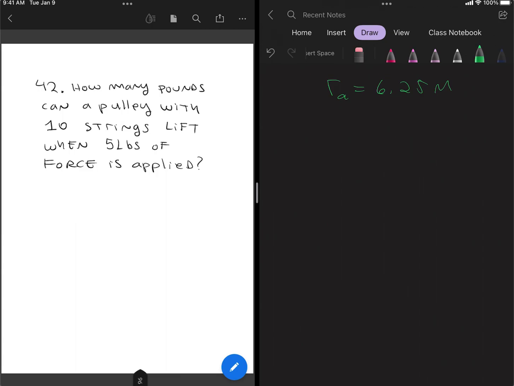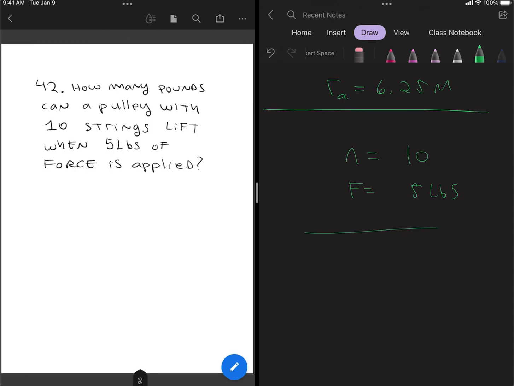This word problem says, how many pounds can a pulley with 10 strings lift when 5 pounds is applied? So let's just write it down here. The first number is just 10, so that's just a number, so I'm just going to write it as N for now. And then we have 5 pounds, so that's 5 lbs, so that's a force. And that's about it. So now it says pulley, so let's try to do the setup for a pulley.